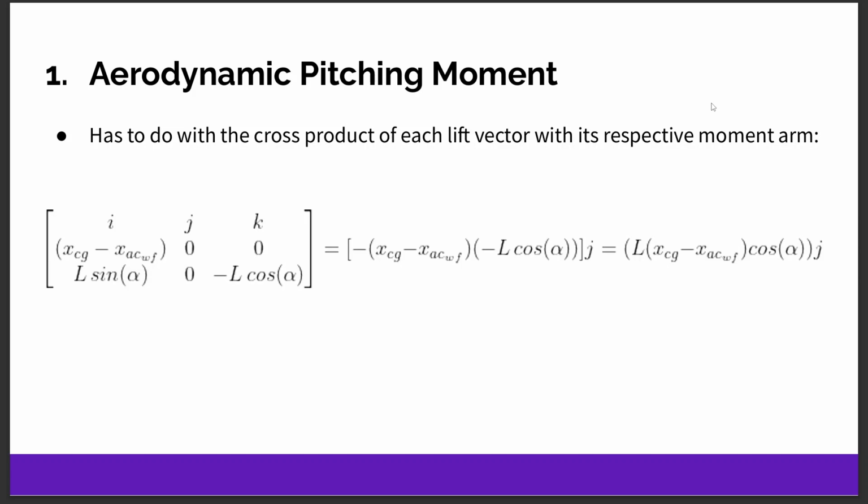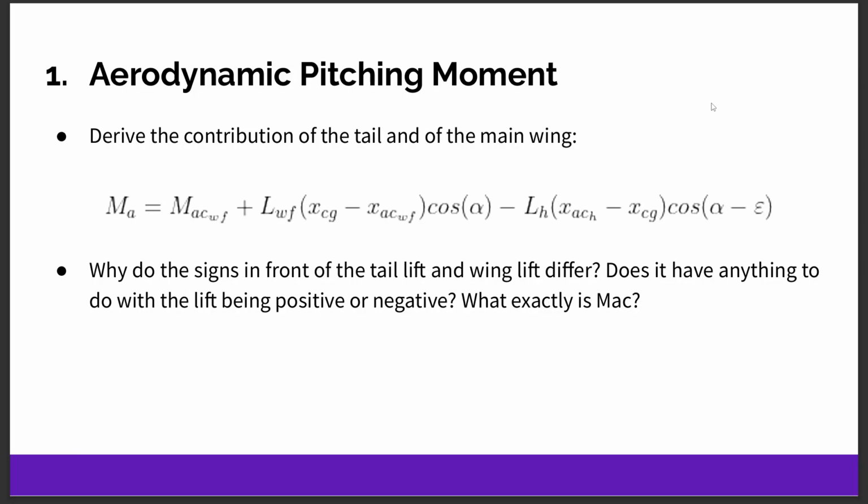So when you compute the determinant, you end up with minus XCG minus XAC times minus lift cosine of alpha. So this is only the j component that survives. And because we have two minus signs, they actually cancel out and become a positive sign. So you can see that the result is actually exactly what we're getting here for the main wing. And the reason why you have a minus sign in front of a tail lift is because XAC and XCG were swapped. So the moment arm is actually negative, and this is the reason why you have a negative sign in front of it.